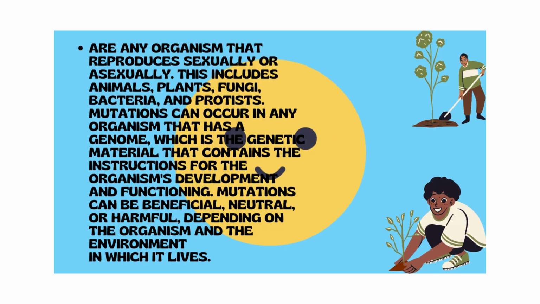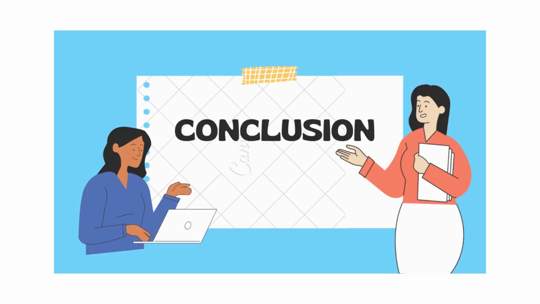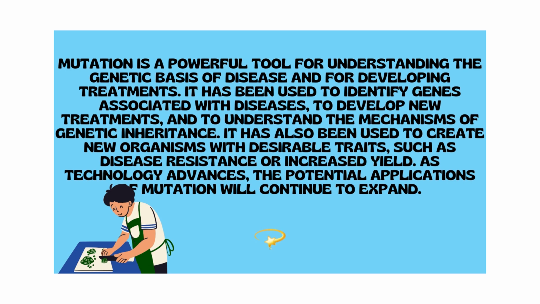In conclusion, mutation is a powerful tool for understanding the genetic basis of disease and for developing treatments. It has been used to identify genes associated with diseases, to develop new treatments, and to understand the mechanisms of genetic inheritance. It has also been used to create new organisms with desirable traits, such as disease resistance or increased yield. As technology advances, the potential applications of mutation will continue to expand.